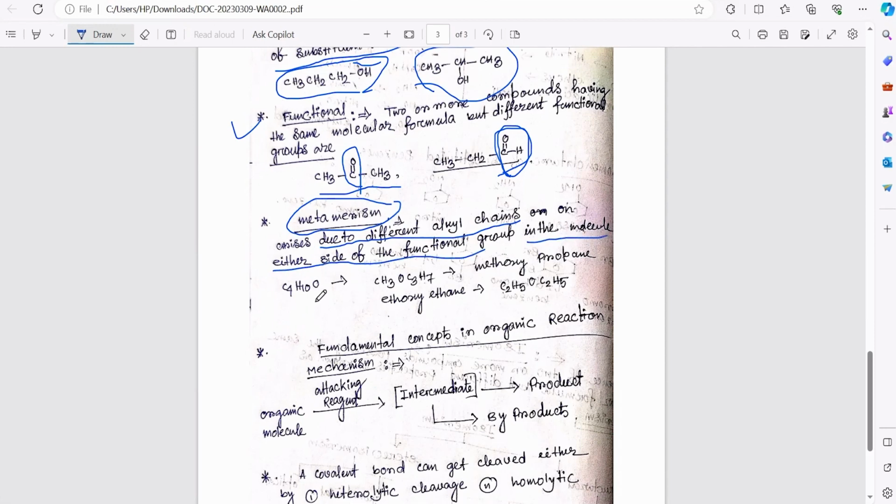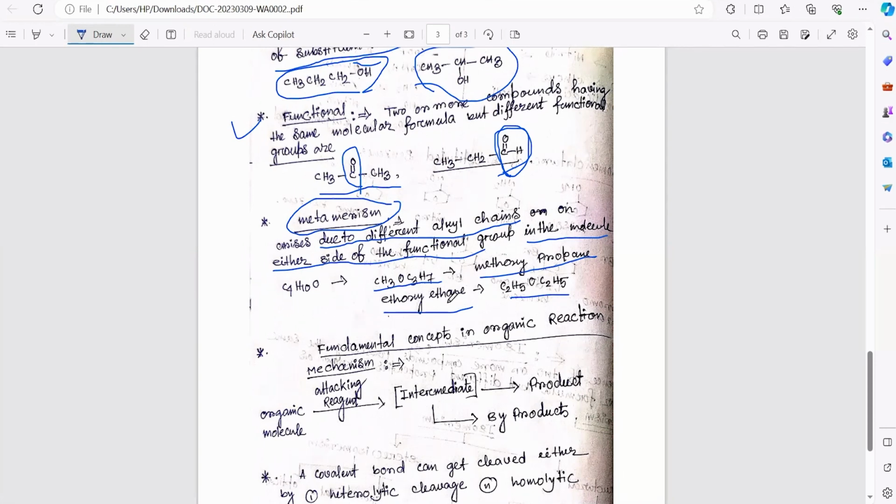For example, C4H10O: CH3OC3H7, that is methoxypropane, and C2H5OC2H5, that is ethoxyethane. In ethoxyethane, C2H5 and C2H5 are present on both sides, and the other way around, in methoxypropane, CH3 and C3H7 groups are present.